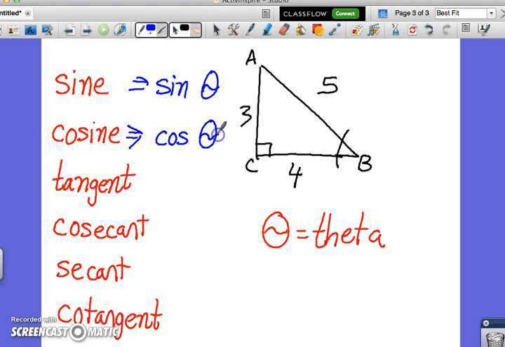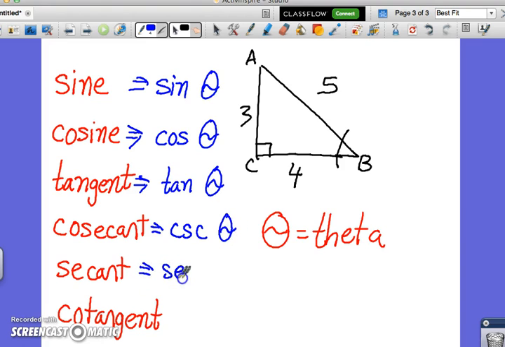And here again, we're talking about cosine of some unknown angle in this case. Tangent, we're going to abbreviate tangent as TAN. So we would find the tangent of angle theta. Cosecant, we're going to say cosecant is CSC of our theta. Secant is going to be SEC. SEC, not the Southeastern Conference, but SEC means secant. Secant of a theta.